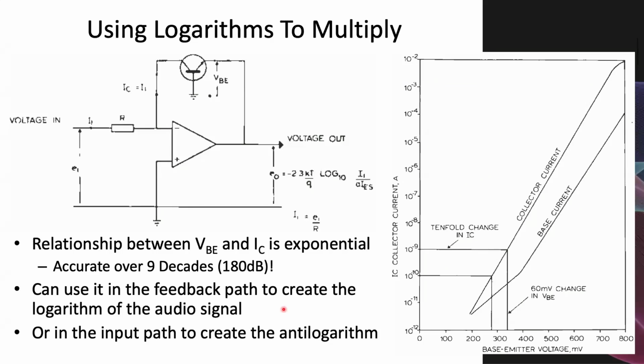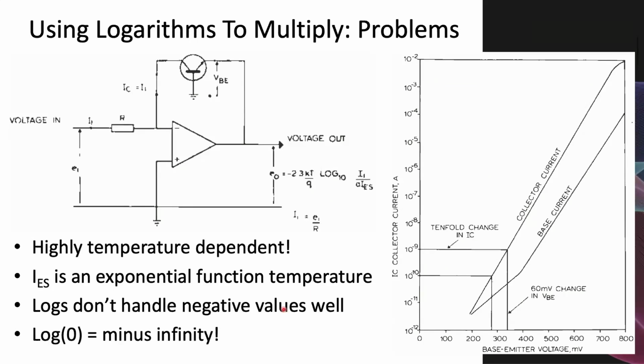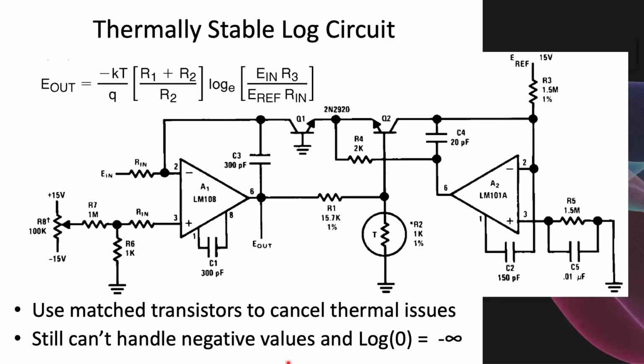Of course, it's a little bit of a problem because it's highly temperature dependent. The whole thing is an exponential function of temperature, and logs don't actually handle negative values. Log of 0 is minus infinity. So ignoring those minor practical problems, in principle, we could do it if we could solve the temperature issue and handling negative values. So how do we stabilize it thermally?